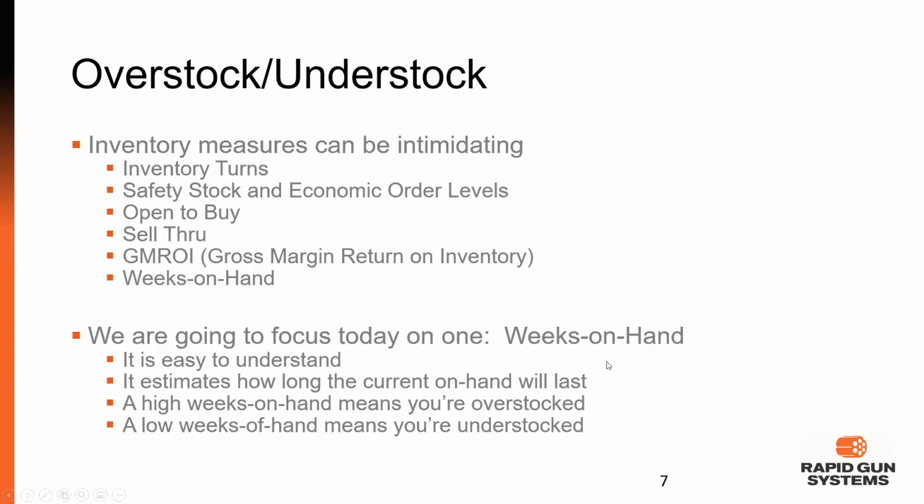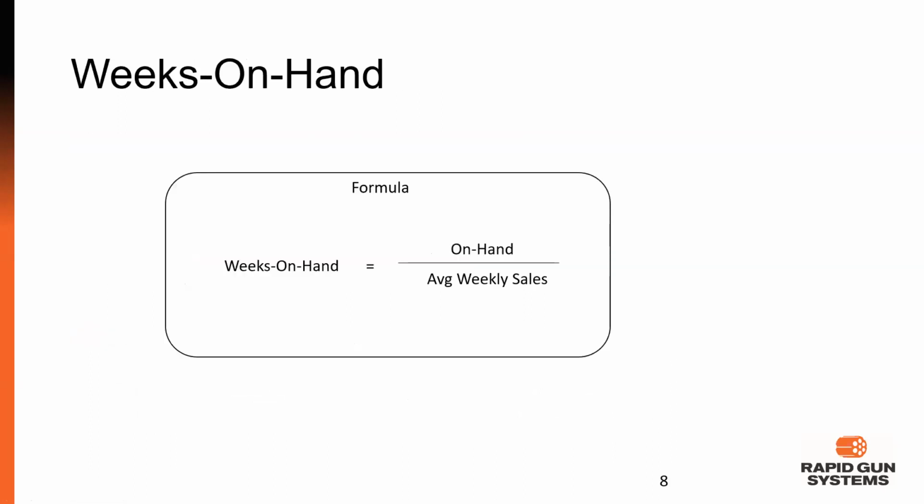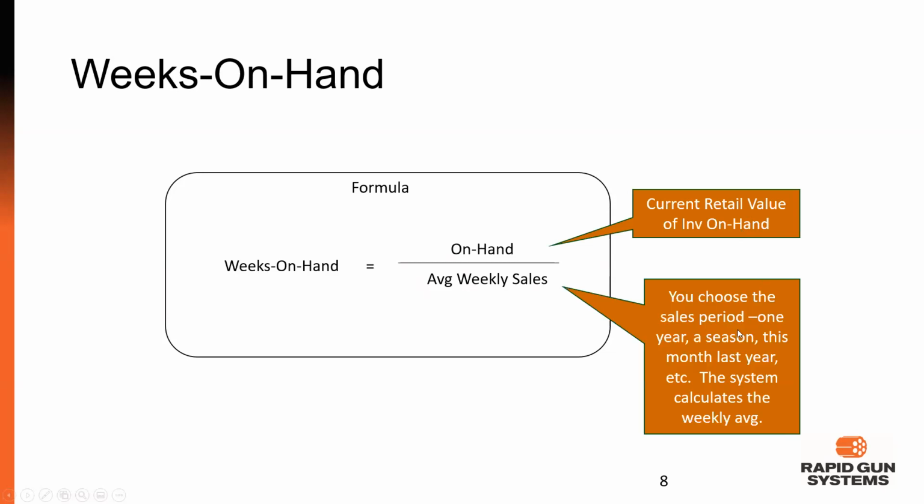So weeks on hand is what we're going to focus on, and let's just take a look at the formula for how it's calculated. Weeks on hand takes your current on-hand value and divides it by your average weekly sales. So for a little bit lower view of this, it takes a current on-hand at a retail value, and then it takes your current sales for a period that you select, and it figures out what average weekly sales are. Now, the period that you could select could be 1 year, just like Sean did in his previous slide. But he also could have said, I only want to look at last month. Calculate my average weekly sales based upon the last month.